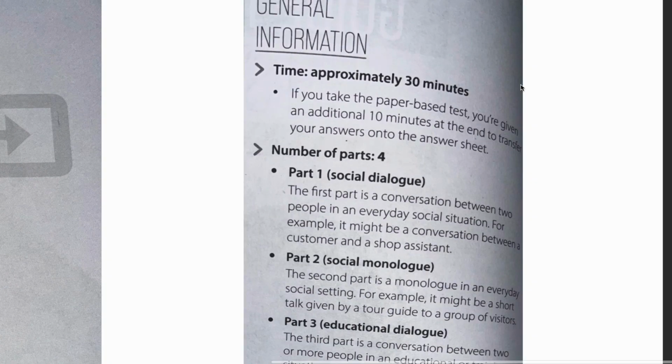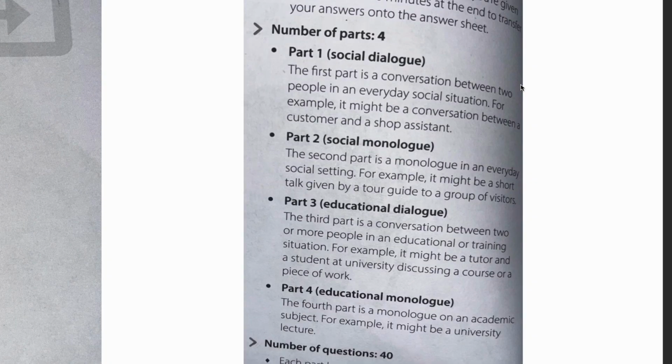And number of parts, you have 4 parts. So the part 1 would be a social dialogue. So what do you understand by social dialogue? It would be a conversation between two people in a social situation. It's just going to be a very normal conversation between two people. So that would be the part 1, that would be a social dialogue.